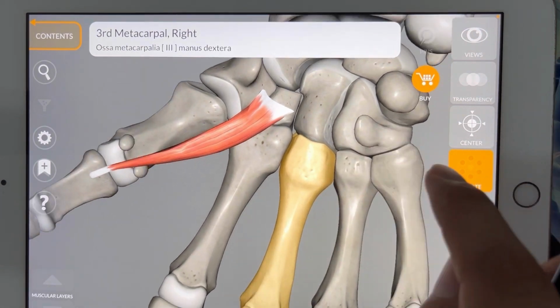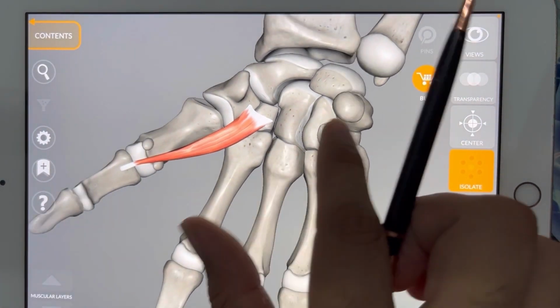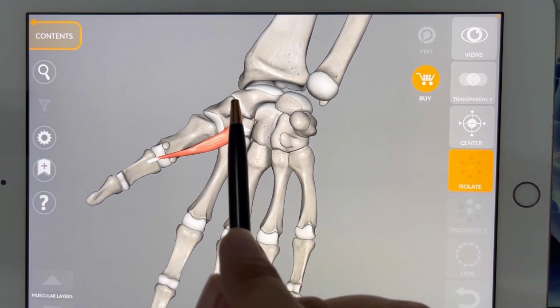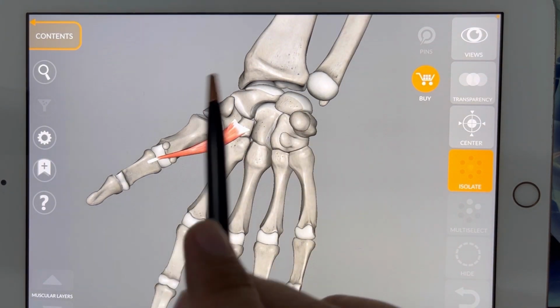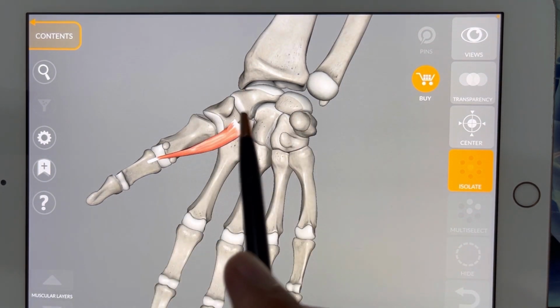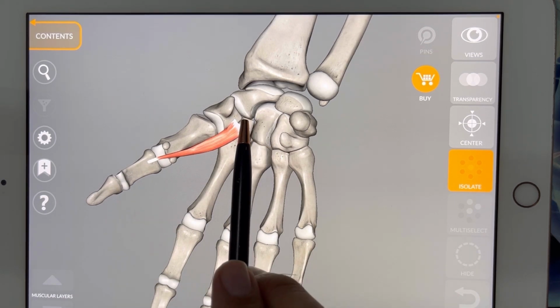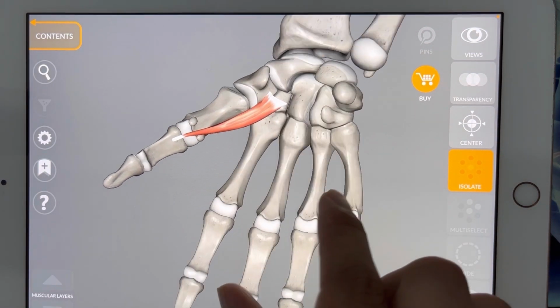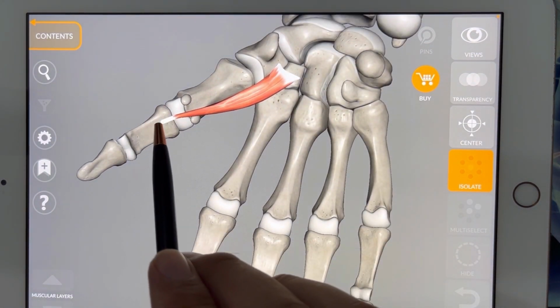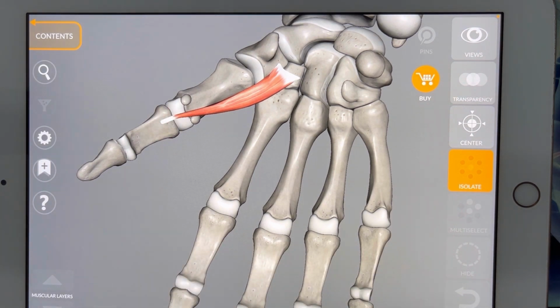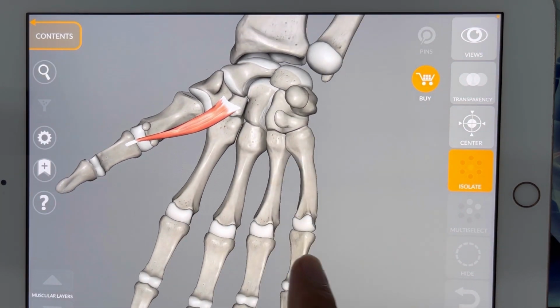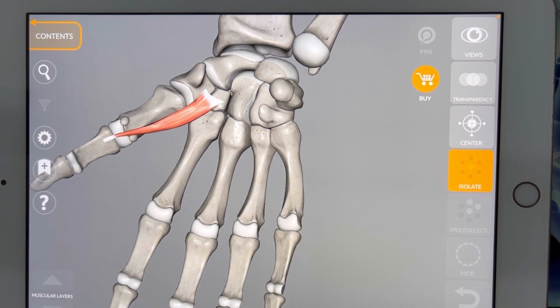So student, this muscle originates from the flexor retinaculum, which is not shown in the diagram. The flexor retinaculum is present in this region. So this muscle originates from the flexor retinaculum, runs inferiorly and inserts into the base of the proximal phalanx of the thumb. Now student, this muscle plays an important role in the flexion of the thumb, as its name indicates, the flexor pollicis brevis muscle.